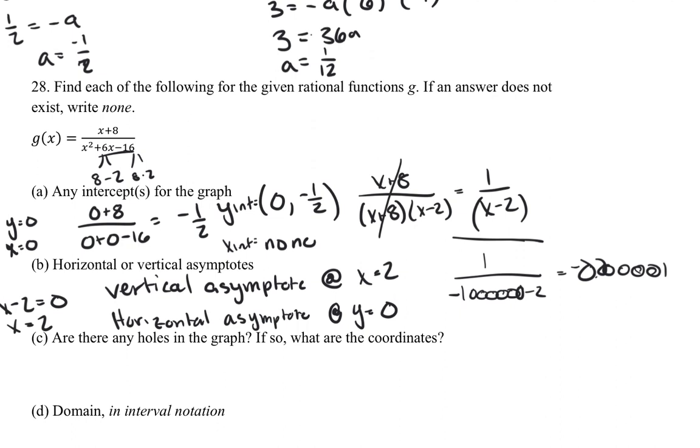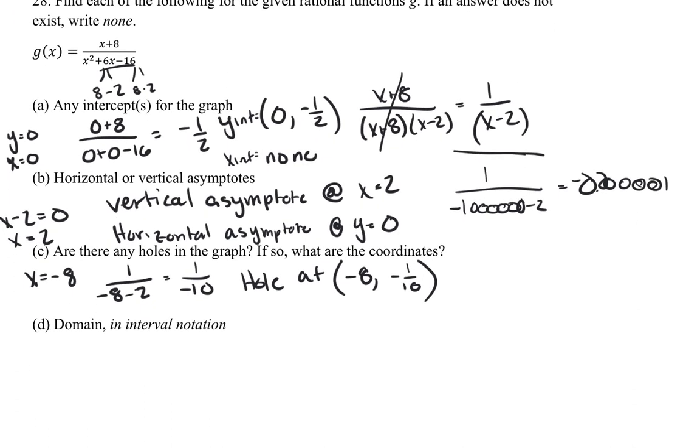We can tell from the first part that we will have a hole at x equals negative 8 because we canceled out that term. It was in the numerator and the denominator, so there is a hole there. So now we just plug that point into our new graph, and that's going to be equal to 1 over negative 10. So there's a hole at negative 8, negative 10.